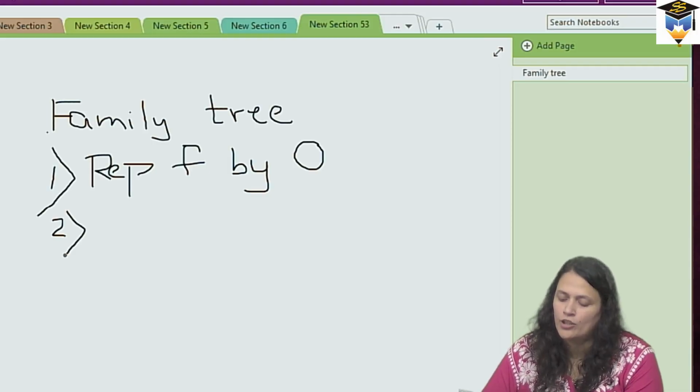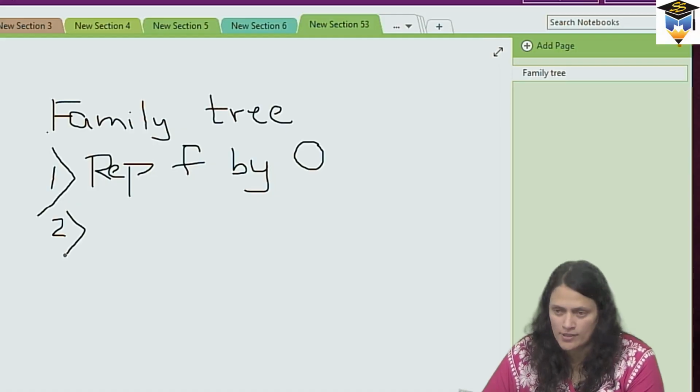With children positioned below their parents. Again, I'll repeat. Use a horizontal line to connect spouses and a vertical line to show parent-child relationship, with children positioned below their parents.